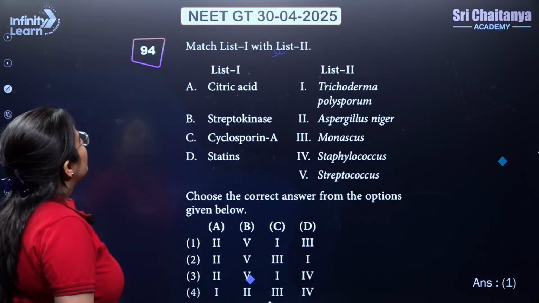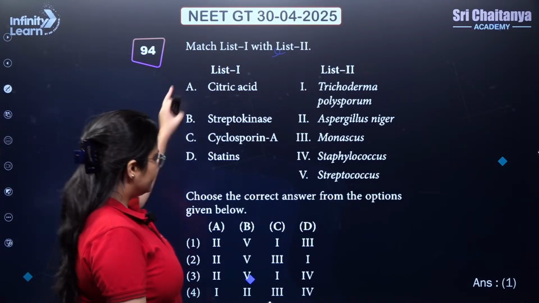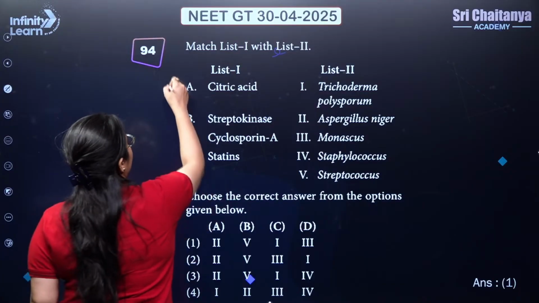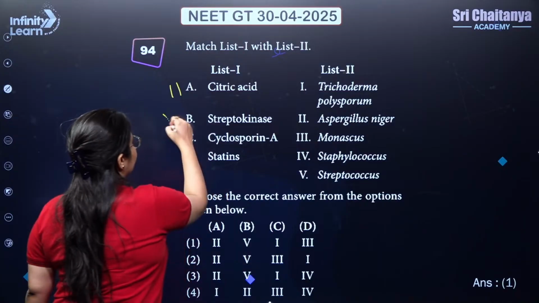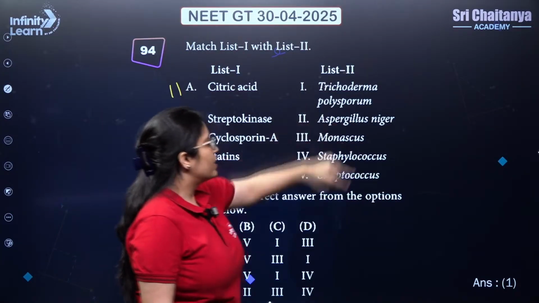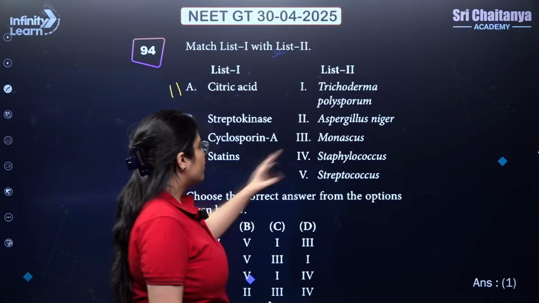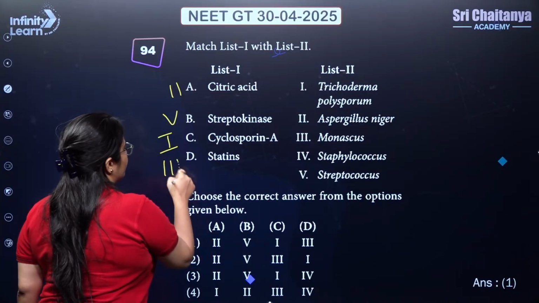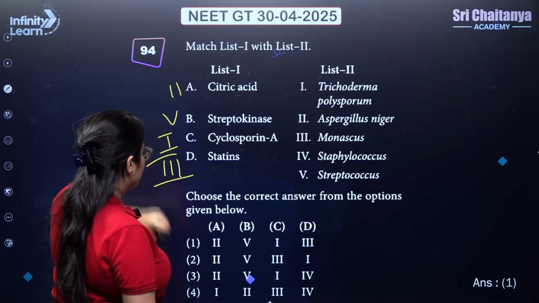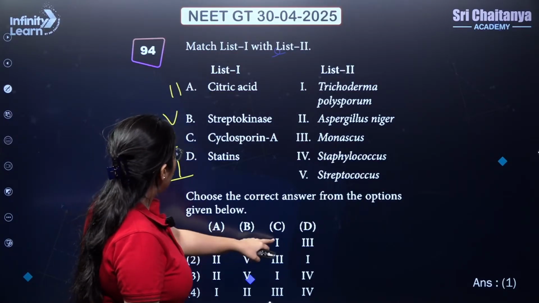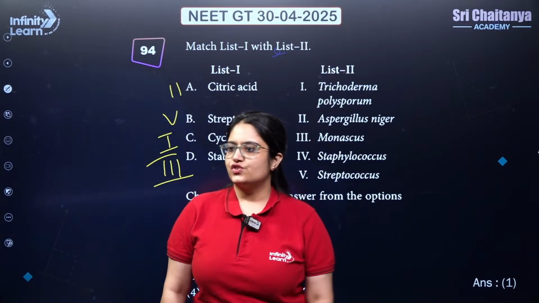Next question. Match list 1 with list 2. Lot of match the following. Citric acid, Aspergillus niger. Second, streptokinase from Streptococcus. 5, Cyclosporin A, Trichoderma polysporum. Statin you are going to get from Monascus. So 2, 5, 1 and 3. So 1 is your correct answer. Next question guys.